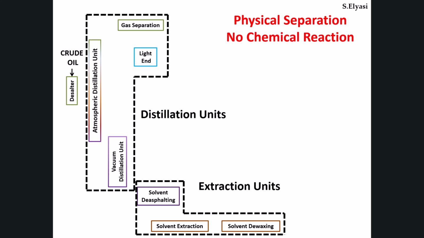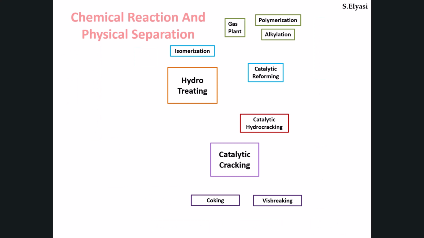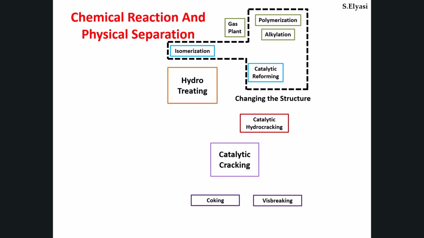In addition, the desalter can be considered as a separate step because it uses an electrostatic field to separate salty water from crude oil. The next category includes units where molecular structure is changed. Polymerization, isomerization, alkylation, and catalytic reforming modify hydrocarbon structures to improve product value and quality. Hydrotreatment removes sulfur, nitrogen, and oxygen from hydrocarbons, converting them mainly to hydrogen sulfide, ammonia, and water. These polar compounds are then separated from the hydrocarbon products.